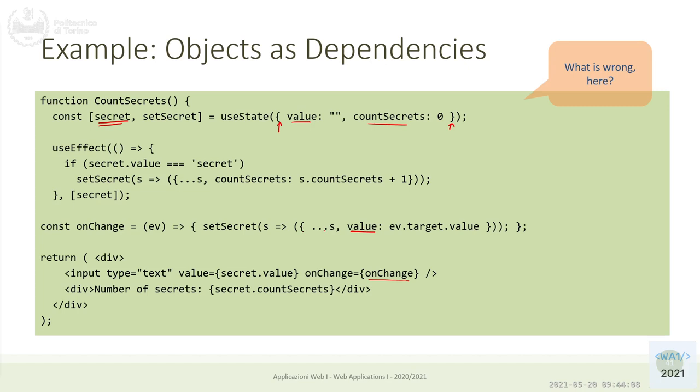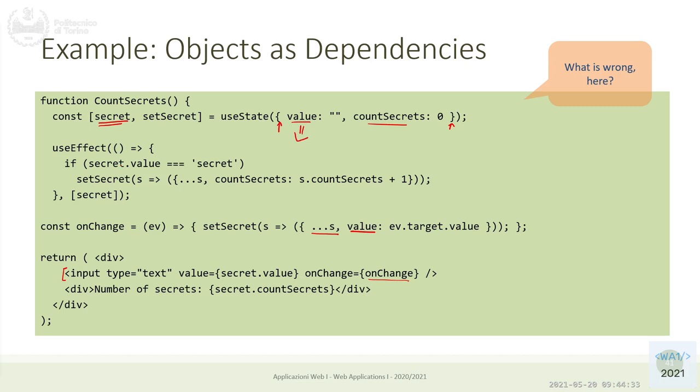Okay? So on change, we only need to update the value. So with this syntax, we are just saying, okay, leave the other attributes alone, don't change them, and only change the value to the event target value. So in a way, we are controlling this input with only one component of the state variable. Okay, nothing wrong here, okay?